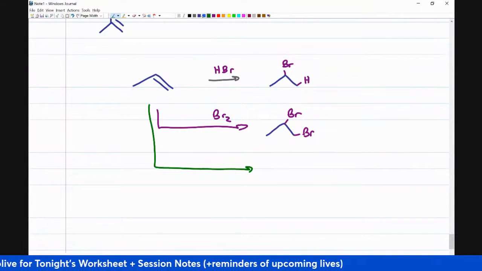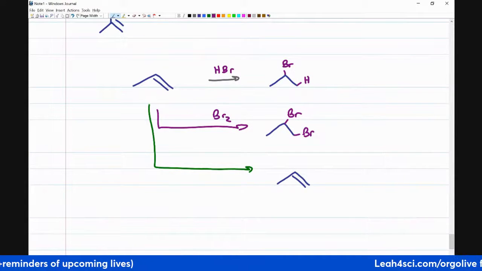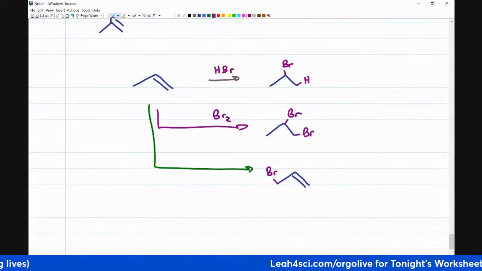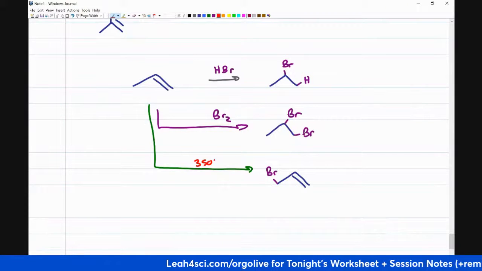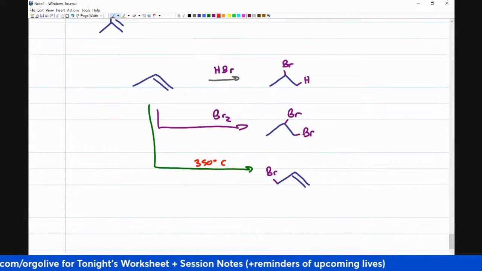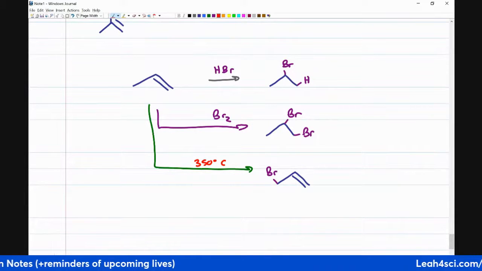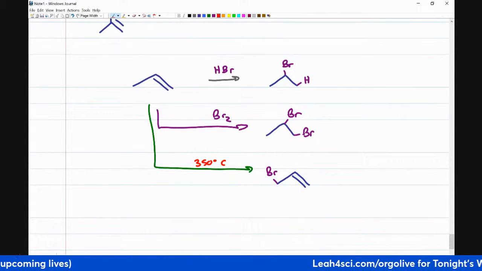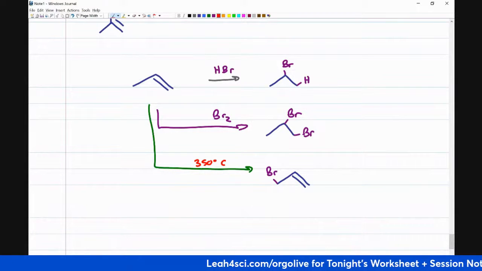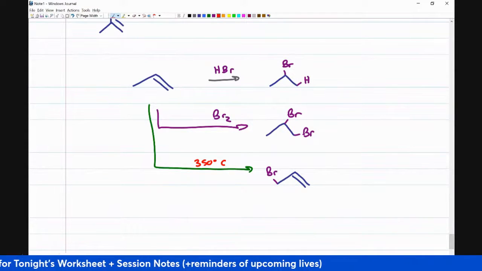If you do this under very, very high temperature, then instead of breaking the pi bond, you're going to get the halogen adding here. And when I say very high temperature, I looked it up and it's 350 degrees Celsius. That is so high that if you're trying to do this in a reaction in lab, then first of all, it's not very safe. And second of all, if the temperature is not super high the whole time, or it starts to go down, or your temperature is not perfect, you're going to get a mix of products. And that is no good.